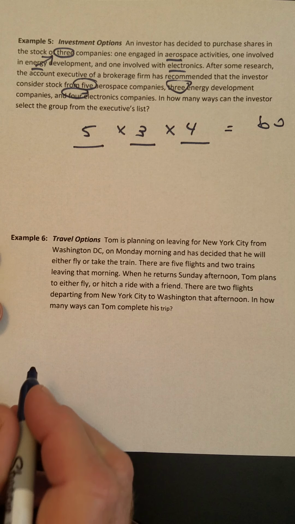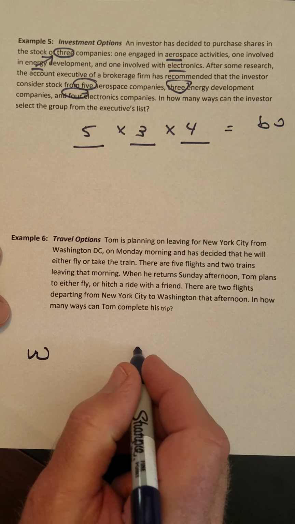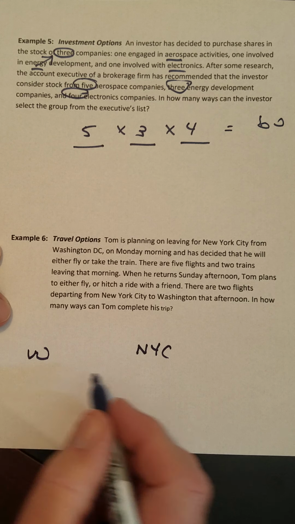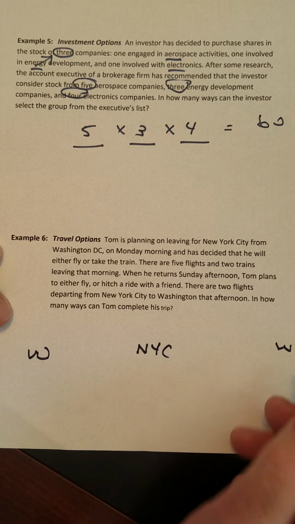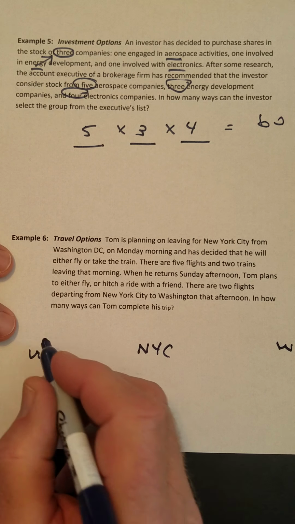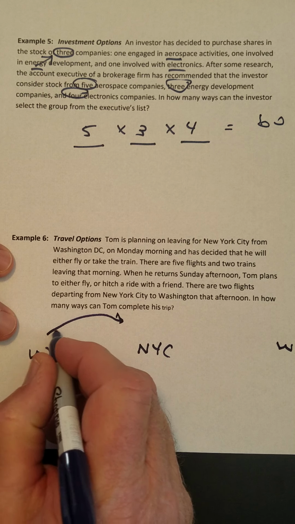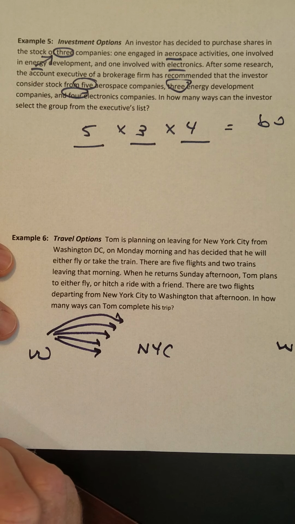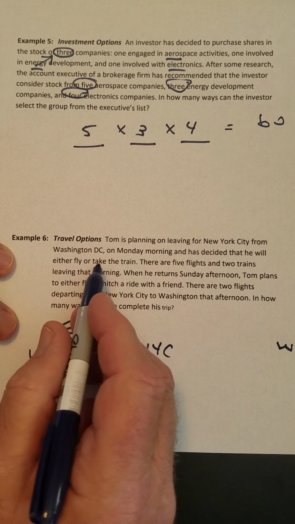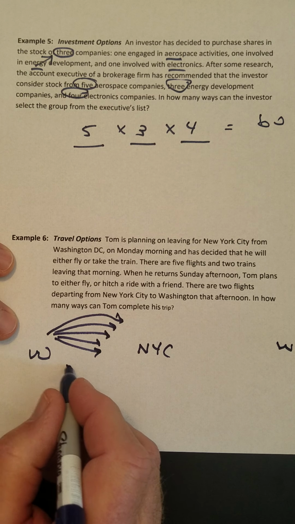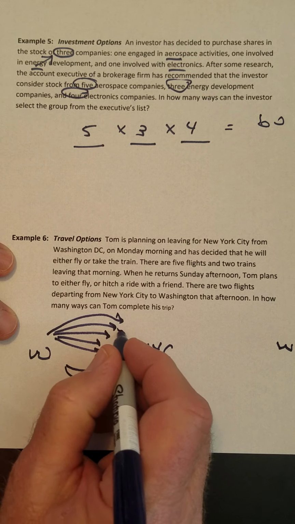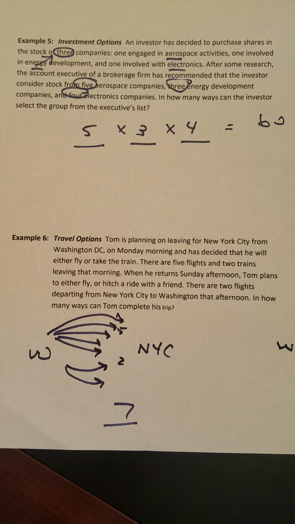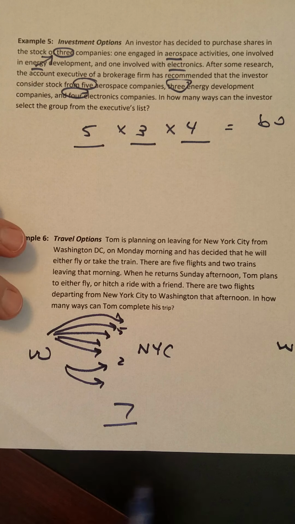So basically, we're going to start at Washington and we're going to go to New York City. How many different ways do you have of going there? And then on the return trip, we're coming back to Washington. Well, going from here to here, there was 5 flights and 2 trains. So you have 5 up here, 2 here. That's a total of 7. I got 7 ways of going from Washington to New York City.